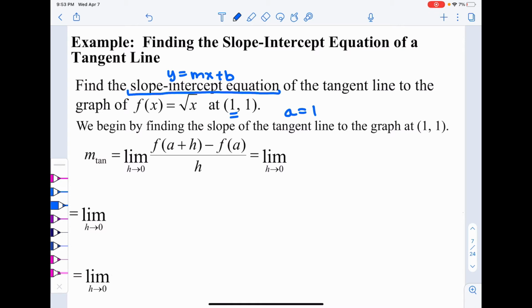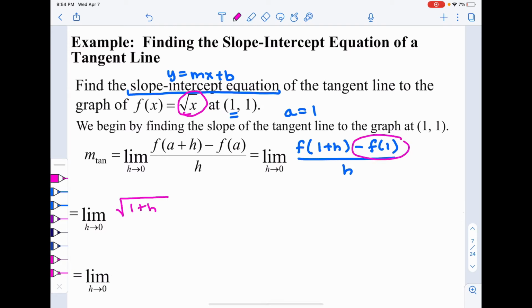And we're going to evaluate that. So that means wherever we see that a value, we're going to plug in a 1. So that means that we're really finding the value of the function at 1 plus h minus f of 1 divided by h. So let's take and plug that in. The function that we're dealing with is a square root of whatever x is. So that means we have the value of the function at 1 plus h. That means we're going to have the square root of 1 plus h. And then we are going to subtract the value of the function at 1.